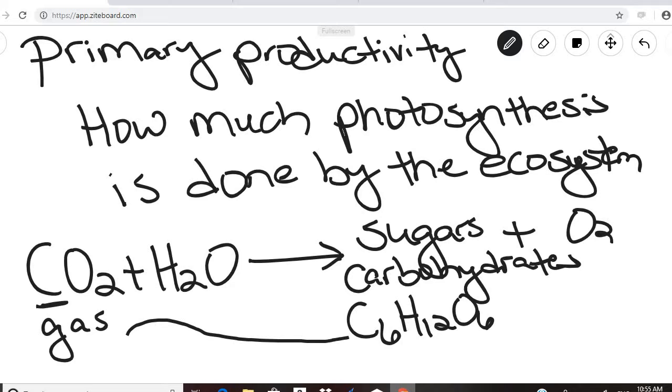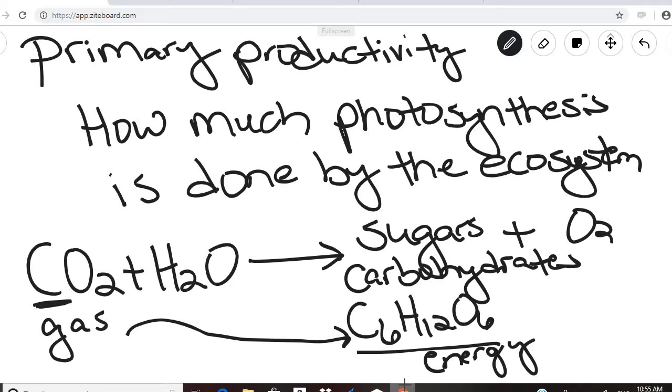What photosynthesis is doing is converting that carbon into another form. And why is that important? Well, we can't use carbon dioxide gas for energy, but this does provide energy. So that is why photosynthesis is so important: it's taking a form of carbon that isn't useful to the ecosystem and converting it into a form that will provide energy.